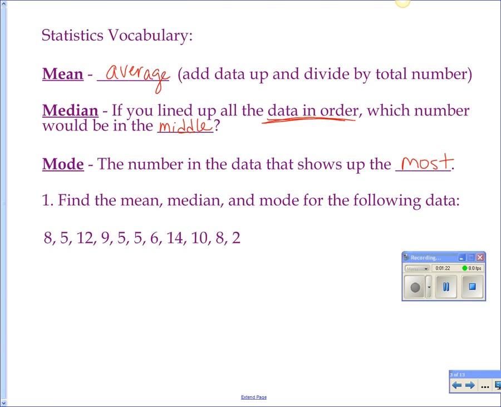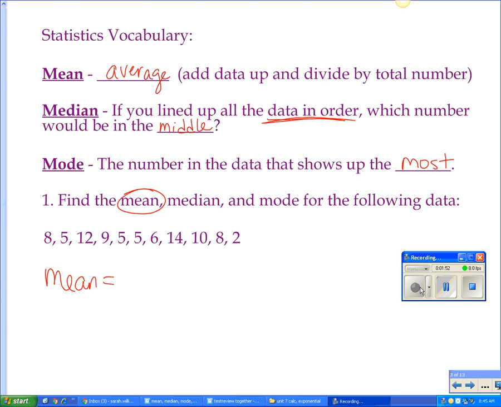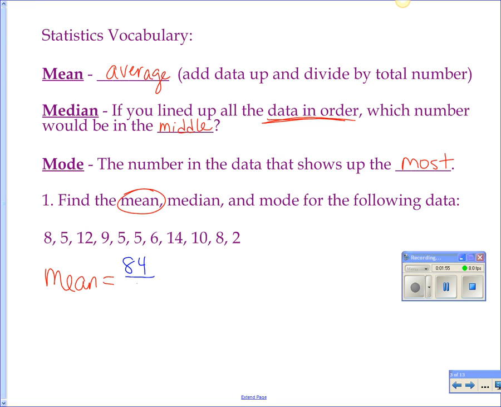Okay? All right. So let's first find the mean of this set of numbers. I need to add them all up and divide by the total. So in your calculator, you're going to do 8 plus 5 plus 12 plus 9 plus 5 plus 5 plus 6 plus 14 plus 10 plus 8 plus 2. You're adding them all up. You added them all up, you got what, 84? And then you divide it by 11 because there's 11 numbers here, and you got 7.6 for the mean.